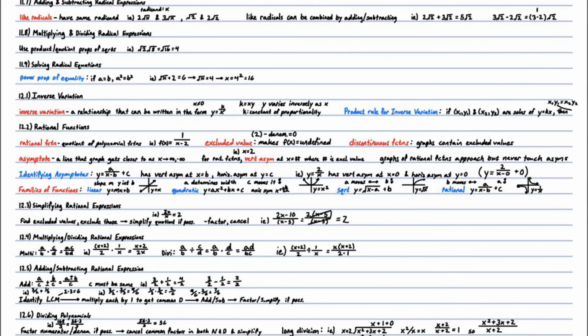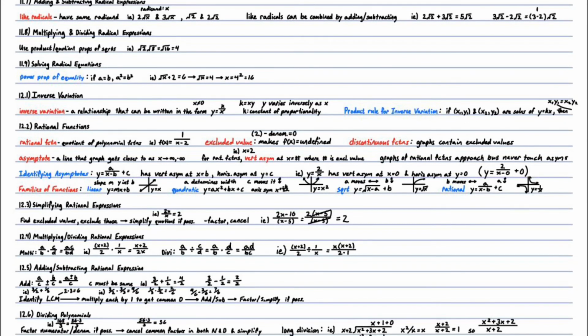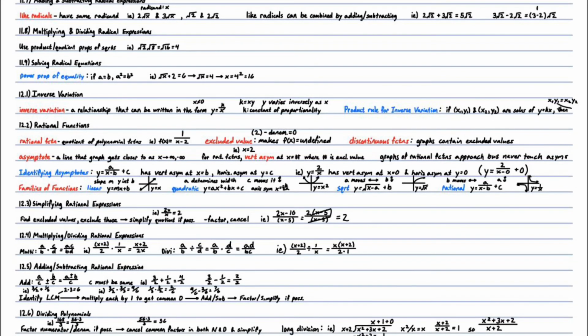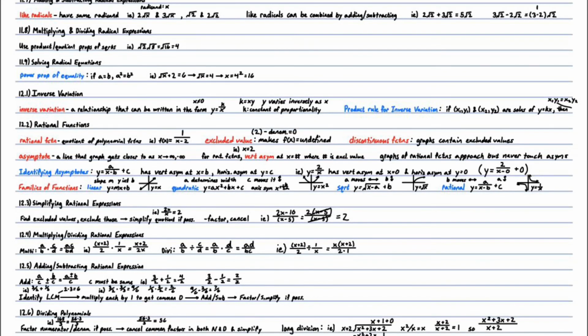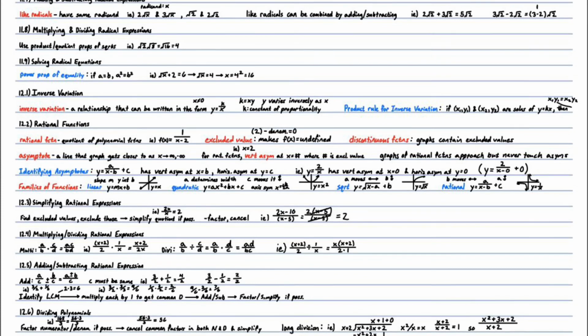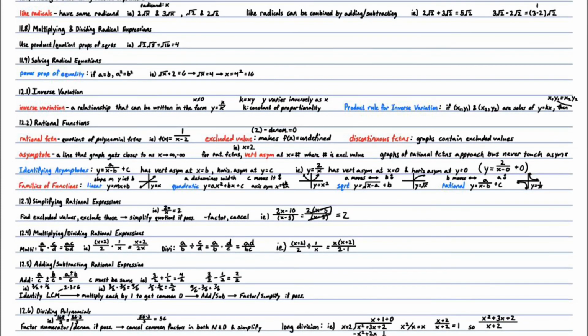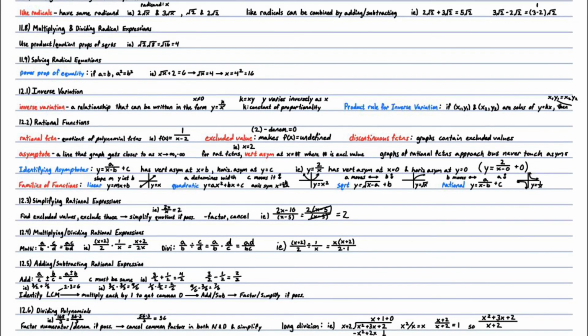Inverse variation. Inverse variation is a relationship that can be written in the form y = k/x. y varies inversely as x. k is the constant of proportionality. Product rule for inverse variation: if two points (x1, y1) and (x2, y2) are solutions of the equation y = k/x, then x1·y1 = x2·y2, because k = x·y.